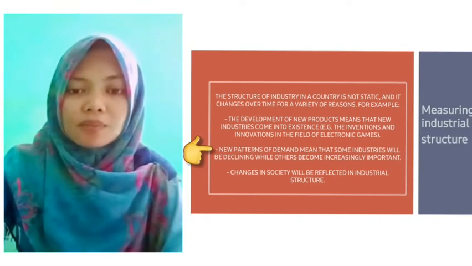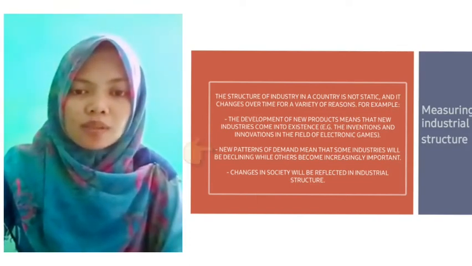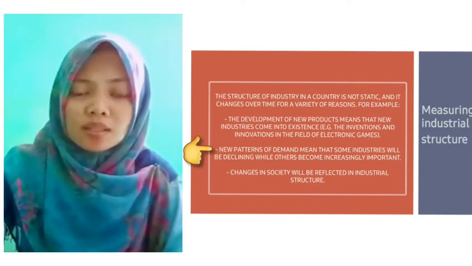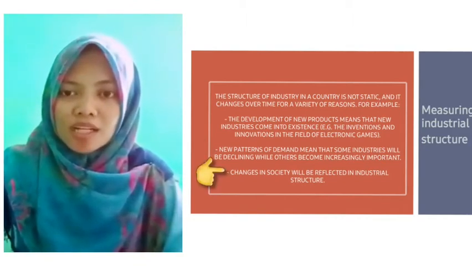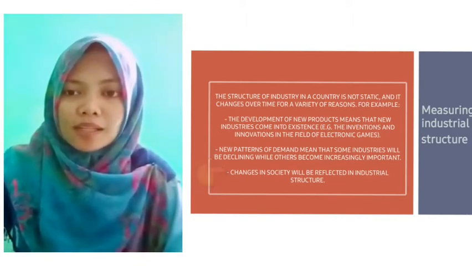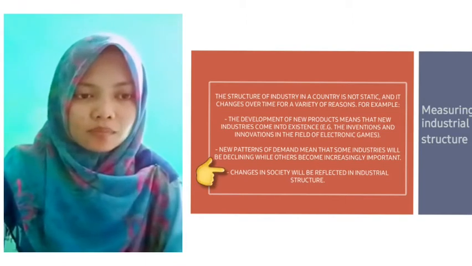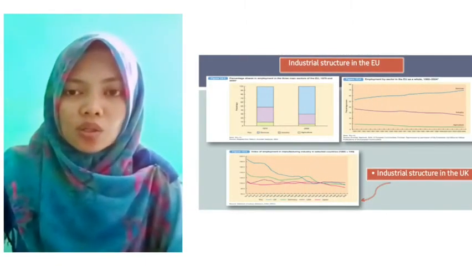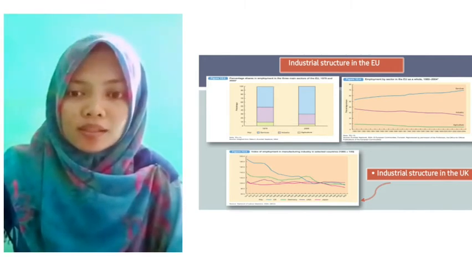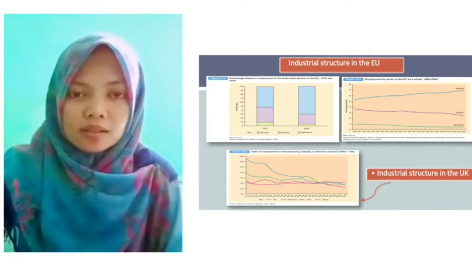New patterns of demand mean that some industries will be declining while others become increasingly important. And then change in society will be reflected in industrial structure. And in this slide, we have the industrial structure in the European Union and the industrial structure in the United Kingdom.